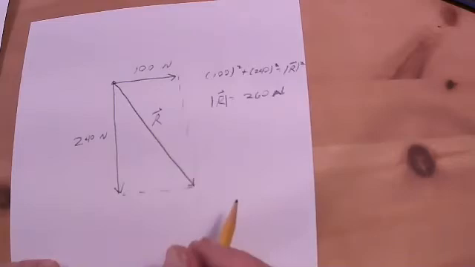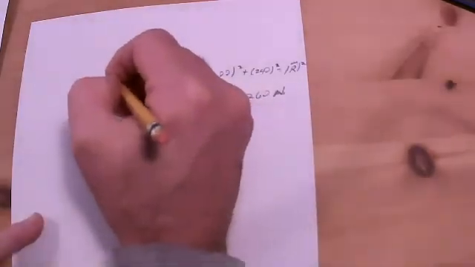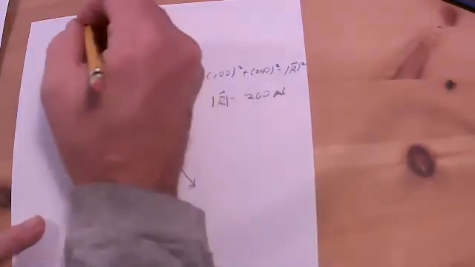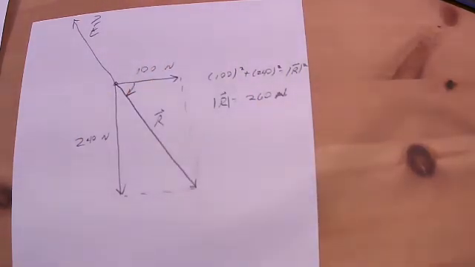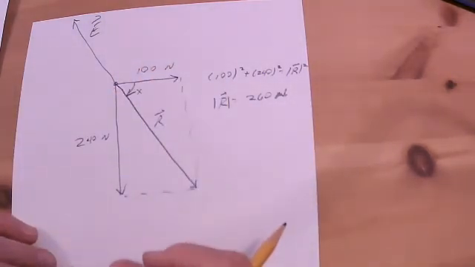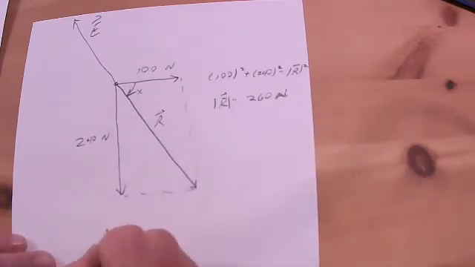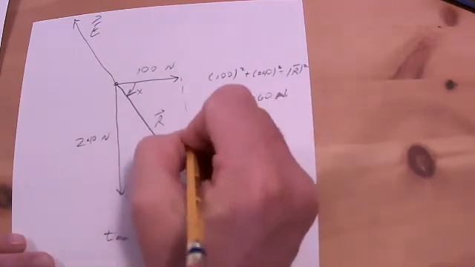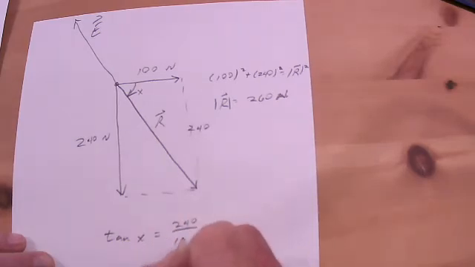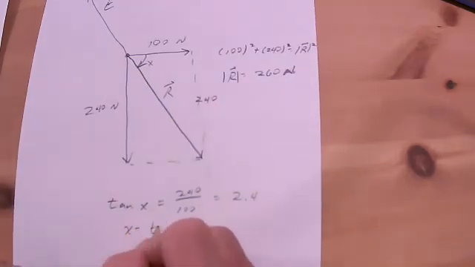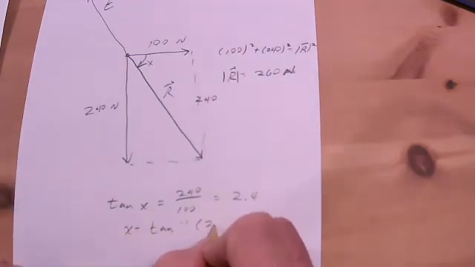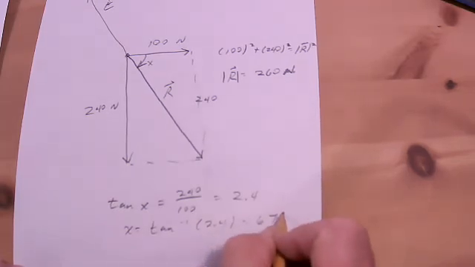For number 16, it wants the equilibrant, the direction. The equilibrant was the vector that opposed this resultant. So I need this direction. I need that angle there. Now for that, I'm going to use a tangent function. So the tangent of x is 240 opposite over 100. And if I take the inverse tangent, I get 67 degrees.